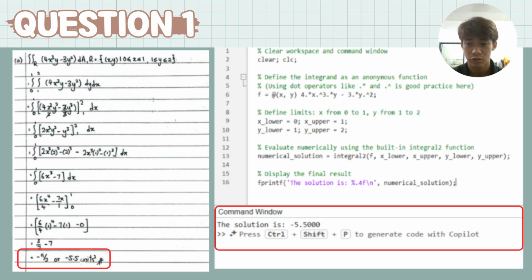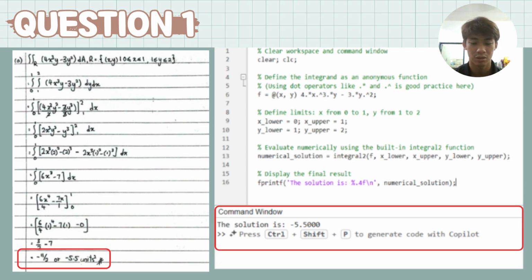So to make sure our math is completely correct, we can verify it using computer coding in the MATLAB script. We define our mathematical function using the element-wise dot operator, which is standard coding practice. We then define our exact boundary for x and y and pass everything into MATLAB's built-in integral2 function, which automatically computes the double integral.